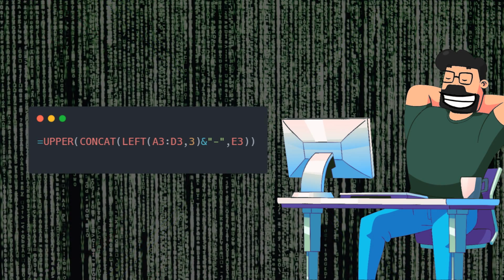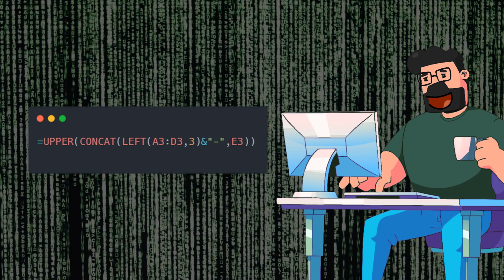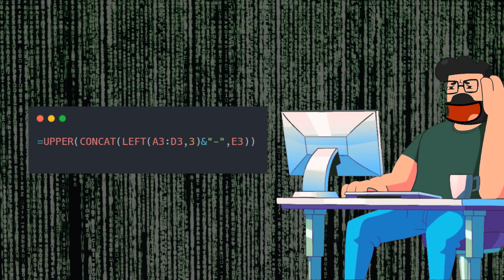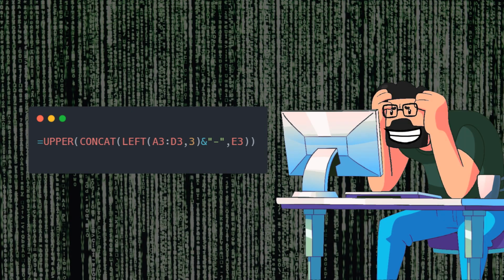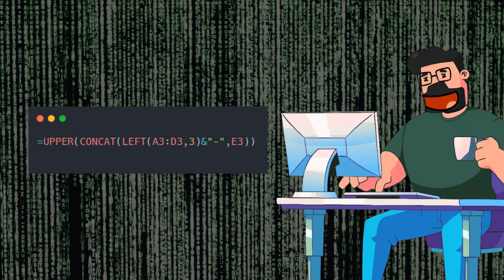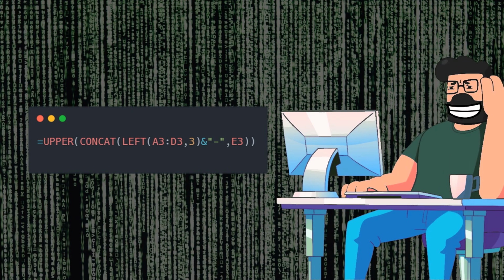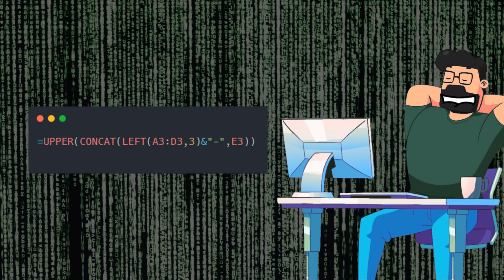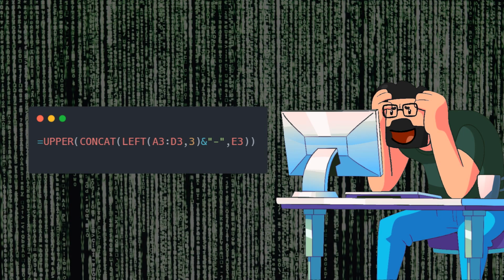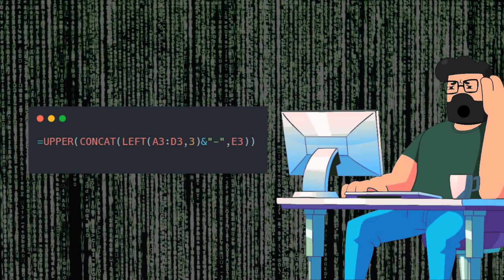Continuing with the solution, here's another approach using a shorter formula. Equals UPPER(CONCAT(LEFT(A3:D3,3), "-"), E3). This formula efficiently extracts the first three characters from cells A3 to D3, adds dashes between them, and concatenates E3. By converting the resulting string to uppercase, you get a compact yet effective way to generate the desired reference in cell N2. It's all about streamlining the process while maintaining accuracy.